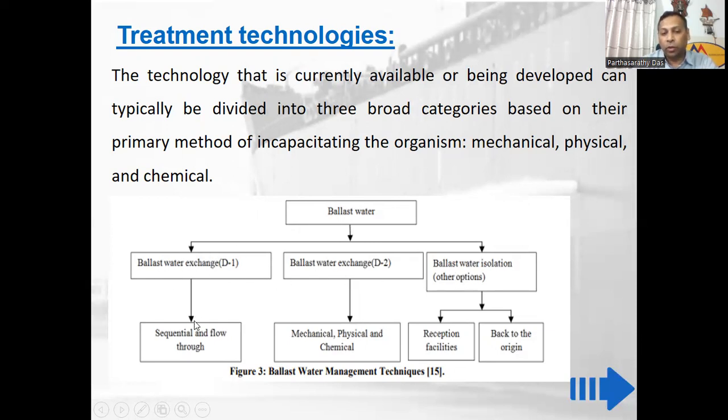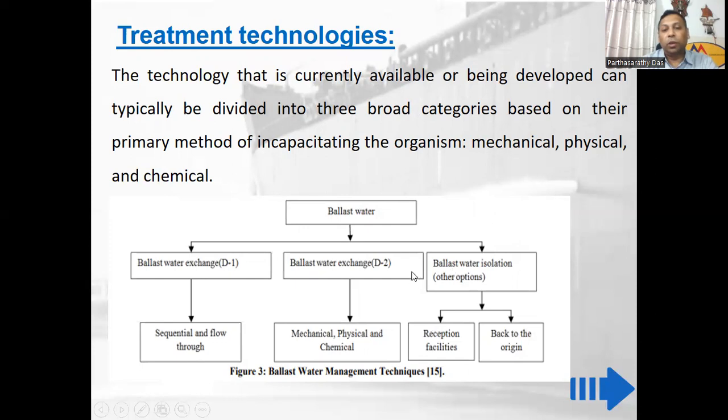The D1 is ballast water exchange, which can be done by the sequential method or the flow-through method. What is the sequential method? Here, the ship's tanks are emptied in a sequence to maintain the vessel's stability, and finally all the water is exchanged. In the flow-through method, water is continuously pumped into the ship's tanks, so that with the pressurized water charge, the water inside the tanks goes out, and finally we have exchanged the water with a new amount of water from the open sea, which is free of aquatic organisms.